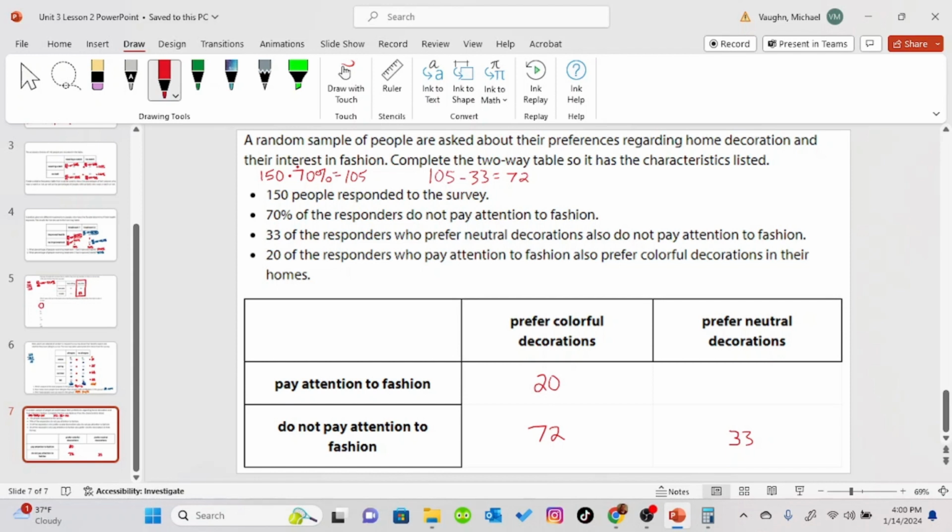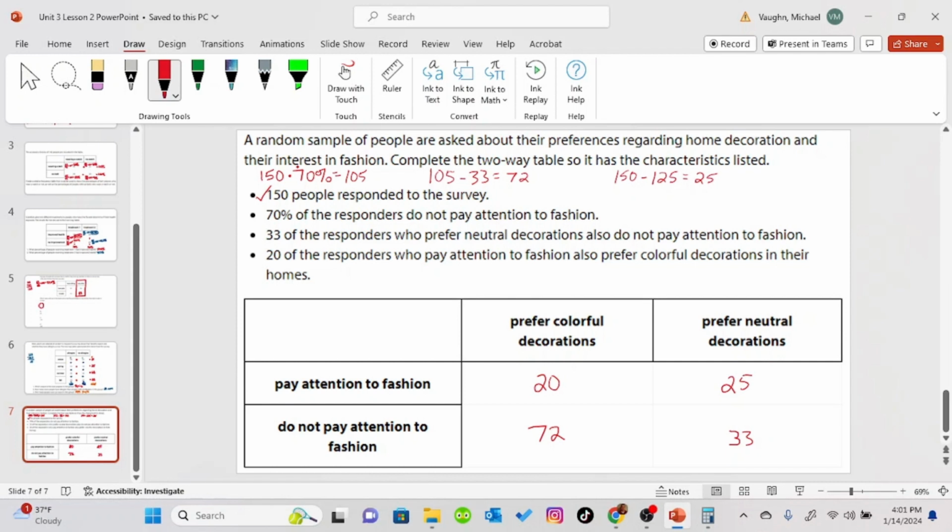Now we know there's 150 people total. We currently have the 105 on the bottom row plus the 20 in the top left box. So that's 125. So if we subtract the 150 total minus the 125 we've already accounted for, that leaves 25 to go in the final box.